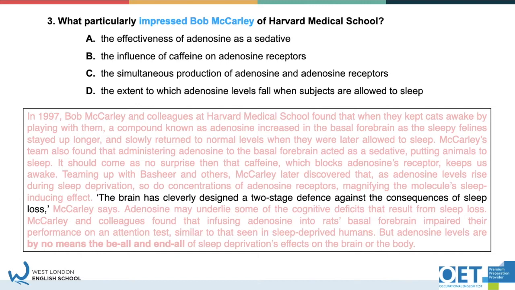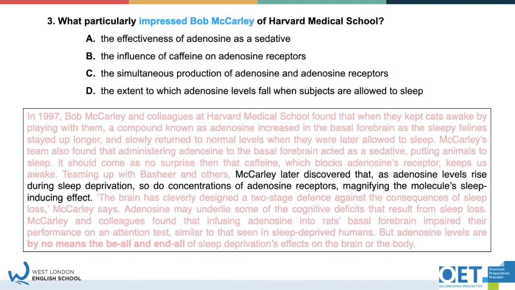And so that we know what they're talking about, where they say cleverly designed, we need to read above it. So we've got here what Macaulay discovered, and if we have a look, that has to be answer C, because Macaulay is saying as adenosine levels rise, so do concentrations of adenosine receptors. So this is two things happening at the same time, and we know that Bob was impressed because his quote is, the brain has cleverly designed a two-stage defense. That two-stage defense is what's in the previous sentence with adenosine levels rise and so do concentrations of adenosine receptors.